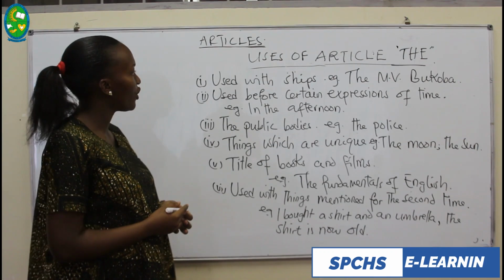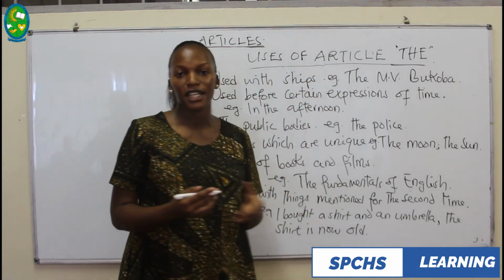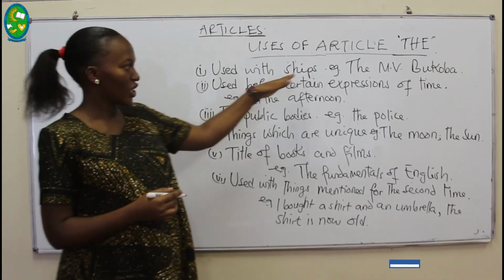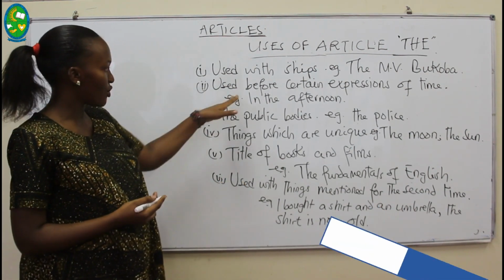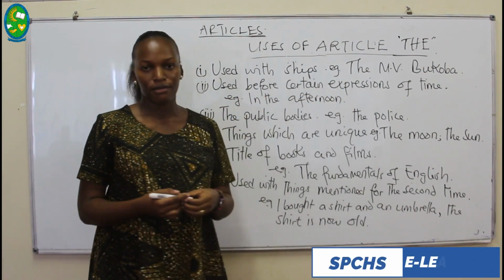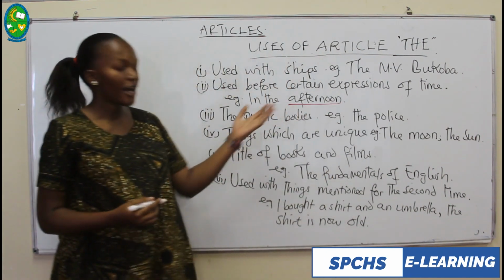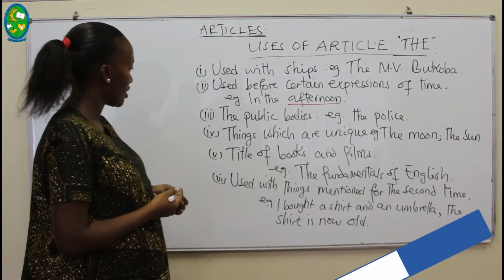So now let's look at the uses of the article the, or sometimes it's called the definite article, as I said earlier. So the first one is that it is used with ships. For instance, MV Bukoba is one of the uses. Then it is used before a certain expression of time. For instance, in the afternoon, in the morning, in the evening. So that's how it is used.